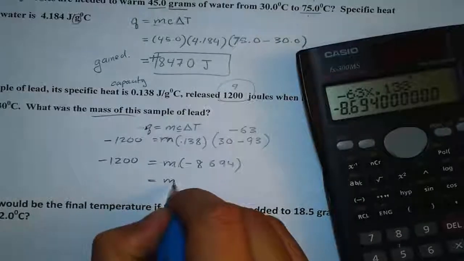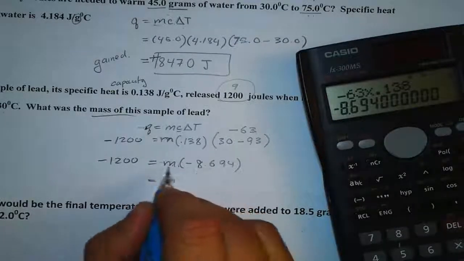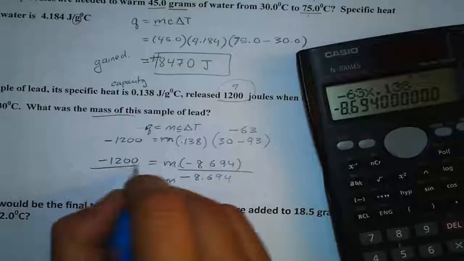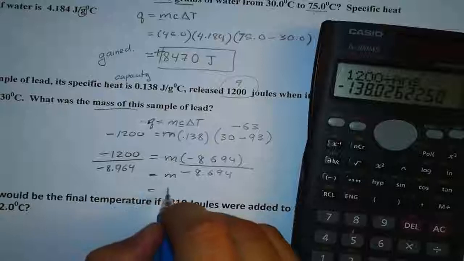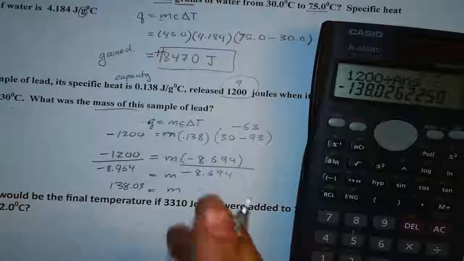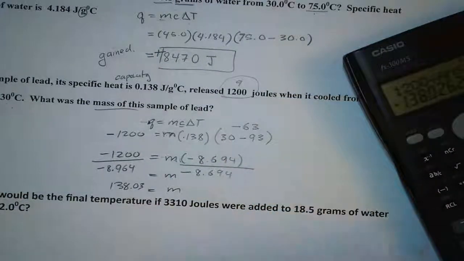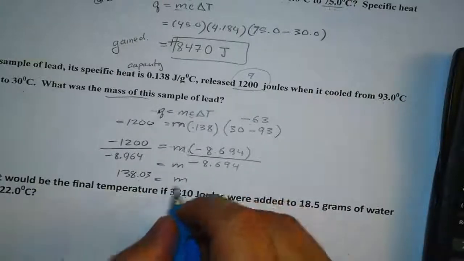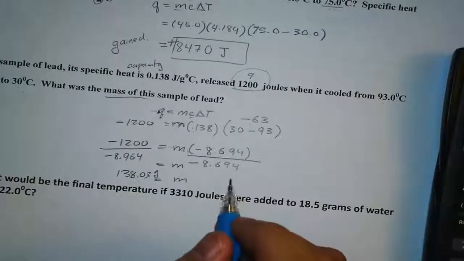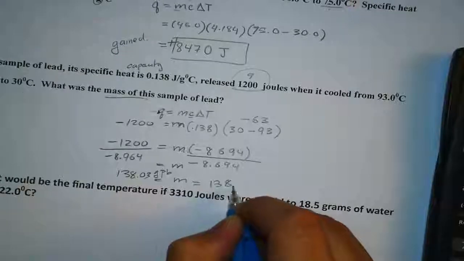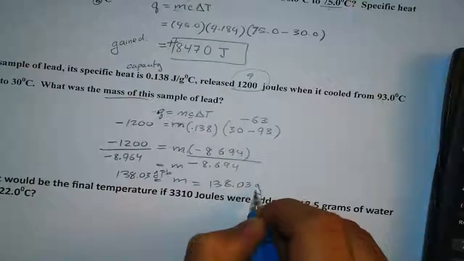And what is m going to be? Of course, we're going to divide both sides by negative 8.694. So your m is going to be 138.03. And in this case, we're not going to care about sig figs that much. Just skip that right now. I just like to keep it to 2 decimal places. So what's the unit for mass going to be? Of course, it's going to be grams. And specifically what chemical? Of course, it's lead, Pb. So your mass is equal to 138.03 grams of Pb.